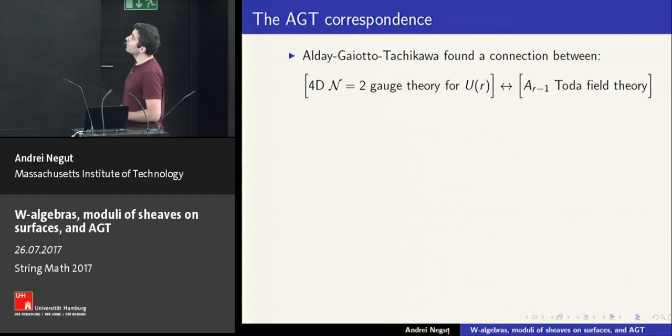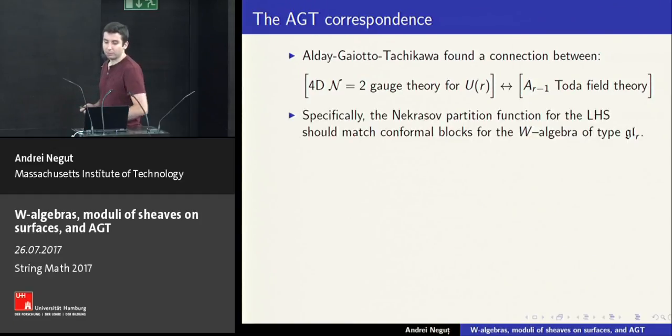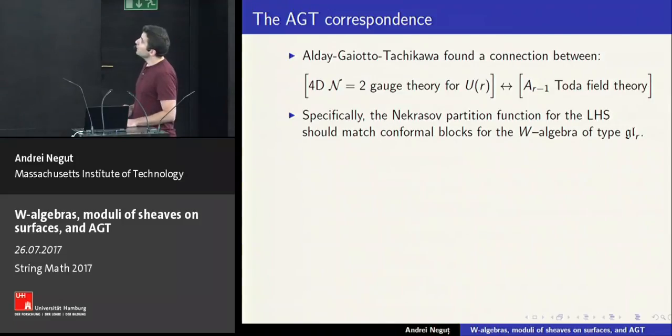But let me just say that this is a correspondence between two different types of theories. On one hand, we have a 4D gauge theory, and the gauge group will always be U(R) in my talk. And on the other side, we have a conformal field theory, specifically GL(R) Toda field theory. So I'm pretty sure, like I said, that you have heard quite a lot about this correspondence.